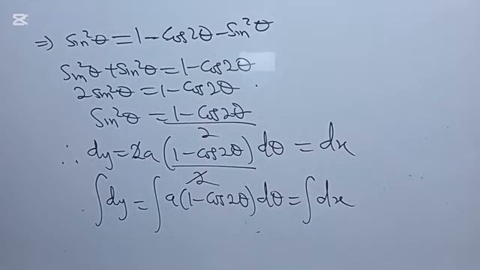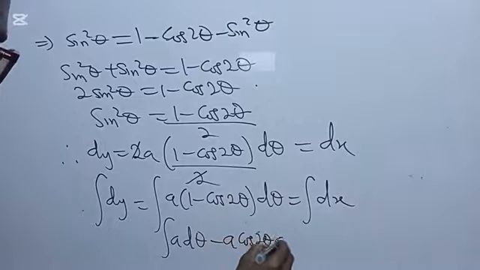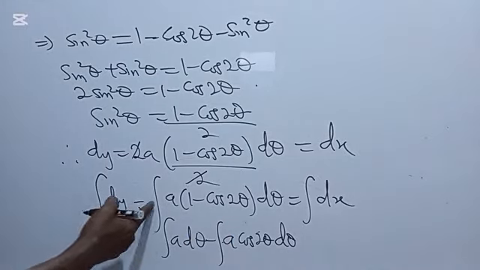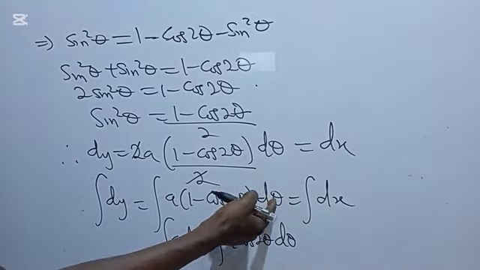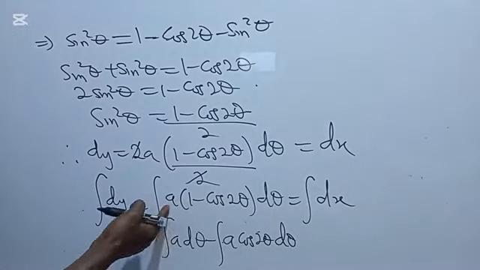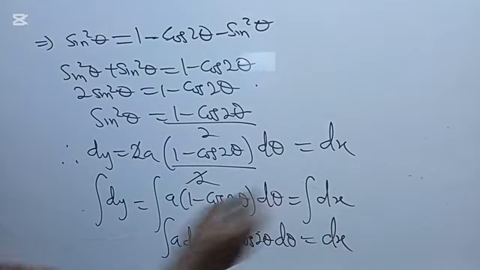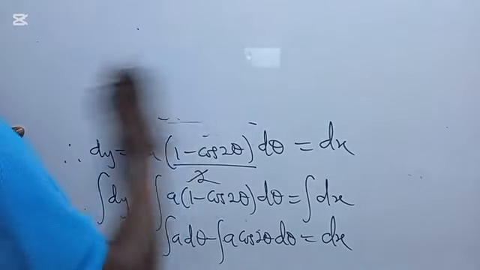Now, I can extract this one out and have it as a d theta minus a cos 2 theta d theta. If I like, I might split it. Yes. You know, I can expand and split like this. I hope you understand what I'm doing. We are opening with a. A times 1 is a d theta. Then minus cos 2 theta times a, minus integral of a cos 2 theta d theta equals dx. I hope you are following. Just take your time. It's not difficult at all.